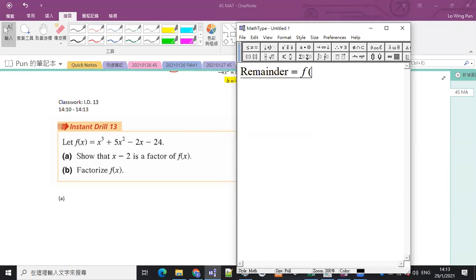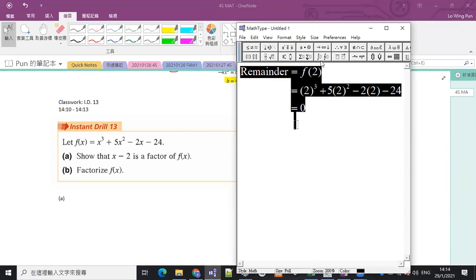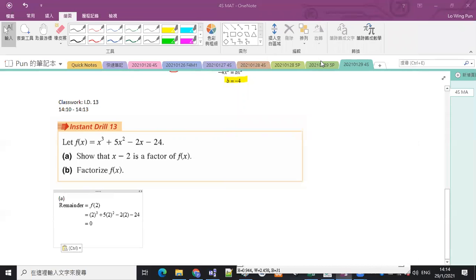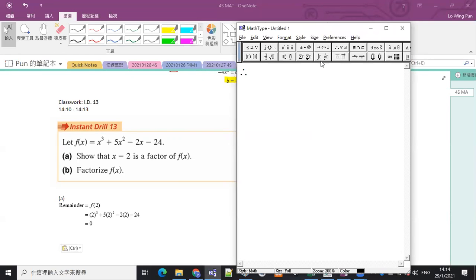Remainder is calculated by f(number), and the number will be equal to 2. Okay, and we have the formula for f(x), so that should be 2 cubed plus 5 times 2 squared times 2 minus 24. And the question asks to show that it is a factor, so it must be equal to 0. Okay, but you really check this. And then, therefore, x minus 2 is a factor of f(x).